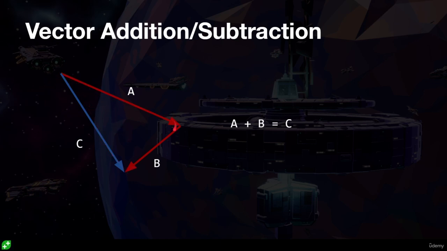Essentially, you put these vectors head to tail, like so. It doesn't matter which order you do it in, by the way. You could put B first or A first. You're going to end up with the same location here, vector C, which just points straight to the final destination. It's like it's taking a shortcut.